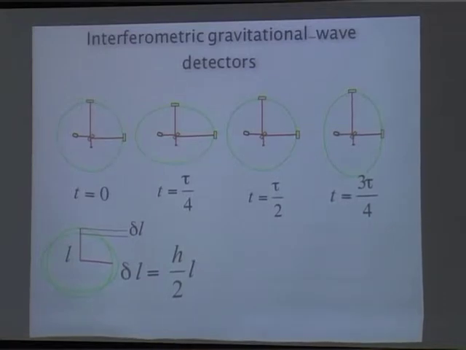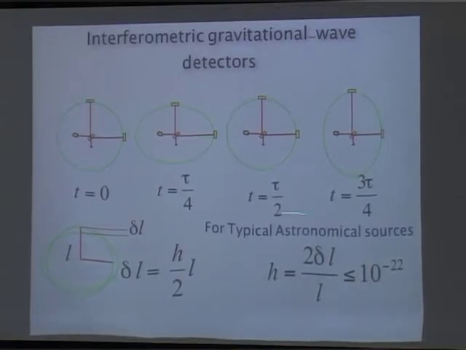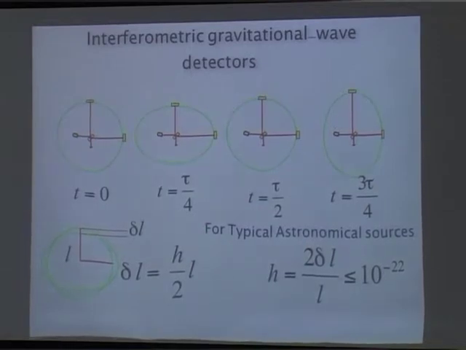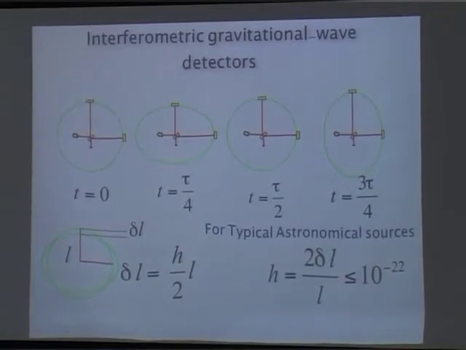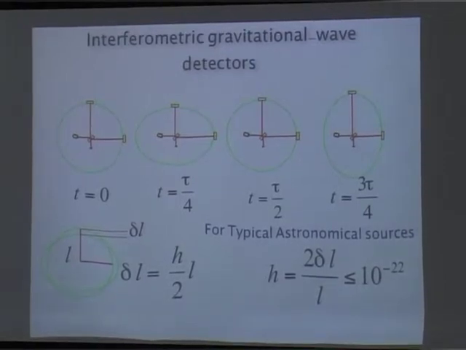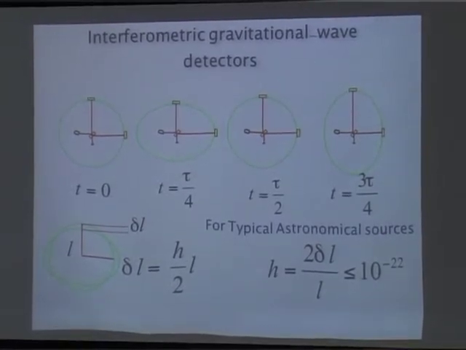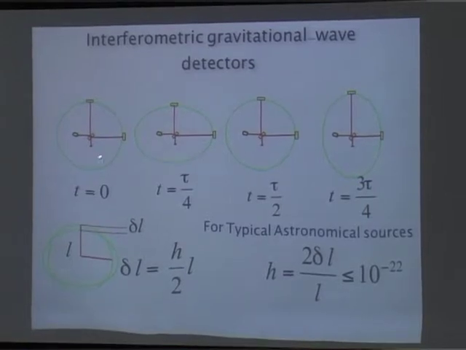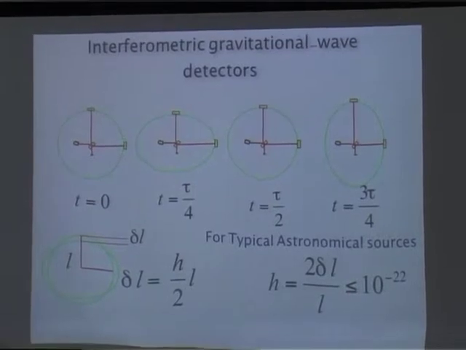I won't tell you about all of them, but maybe mention a few a little later. I think the biggest problem we face is that for typical astronomical sources, the change in length is 1 part in 10 to the 22. That's a very, very small number, and that's the difficulty. That's the basic challenge. But as I said a long time ago, that's no big deal. I'm after the phase. I'm after the difference in the arm lengths, not the absolute length. So we can do that.